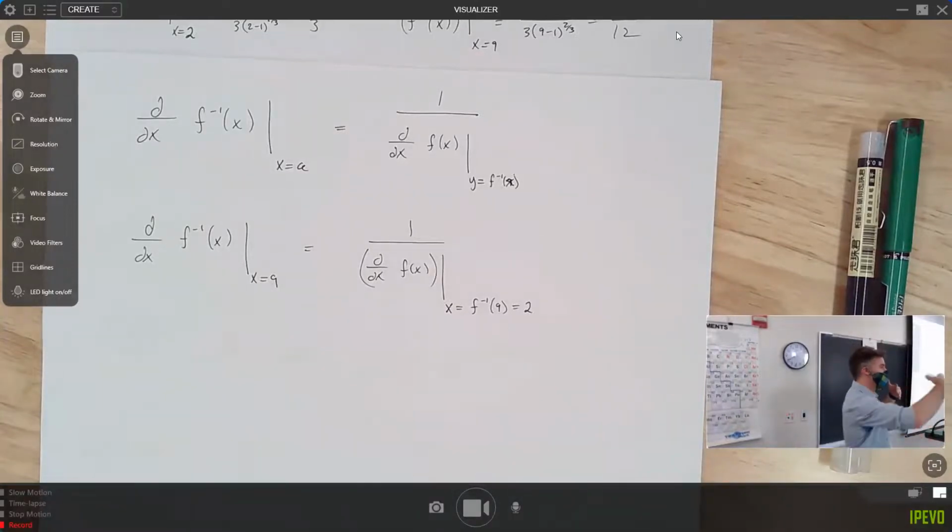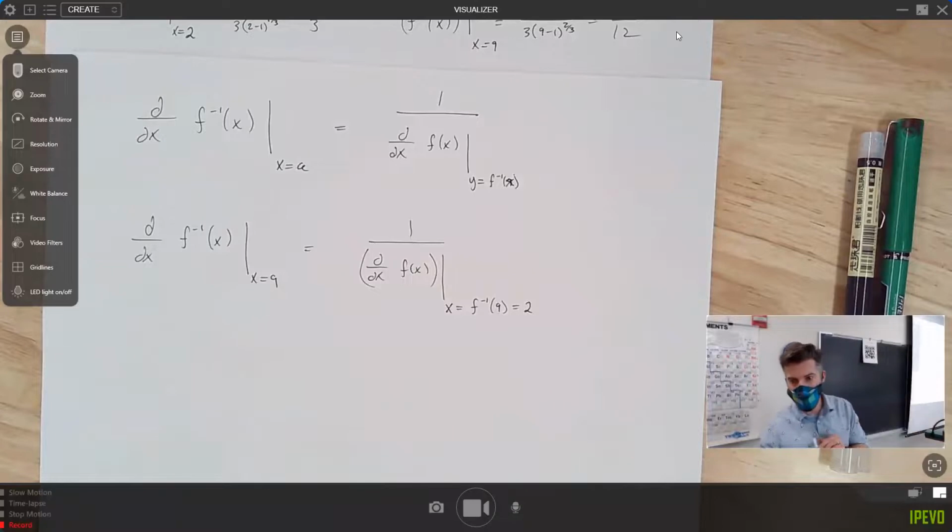So the derivative of a function is 1 over the derivative of the inverse, but you have to make sure the inputs are right. It's a little weird, and it's really a little unnecessary most of the time, because although this certainly works, there are other ways to get what we want.